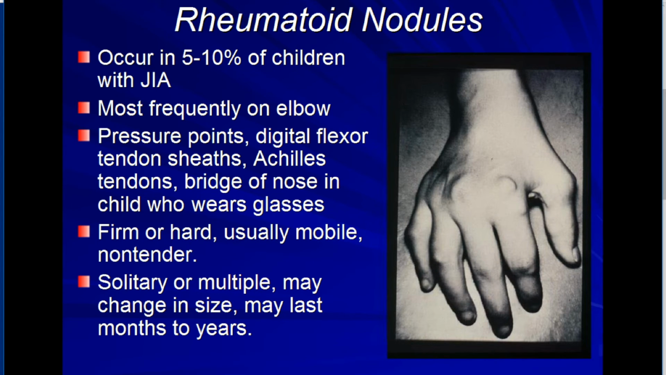So rheumatoid nodules, about 5 to 10% of children with JIA. They are most commonly on the elbow. They tend to be on pressure points. They can be on the bridges of the nose in children that wear glasses. They're usually mobile. They're non-tender. And sometimes we excise them surgically if they're big enough. They can last for months to years.